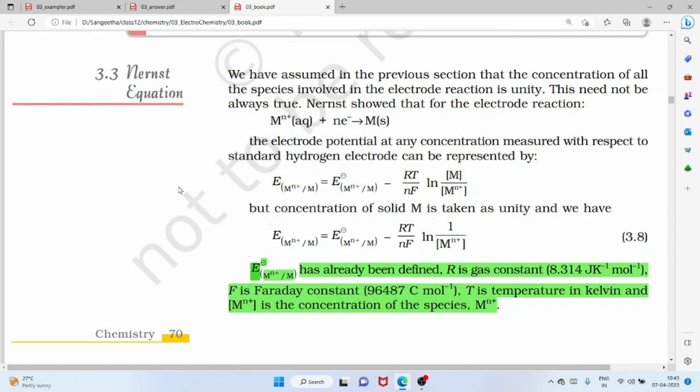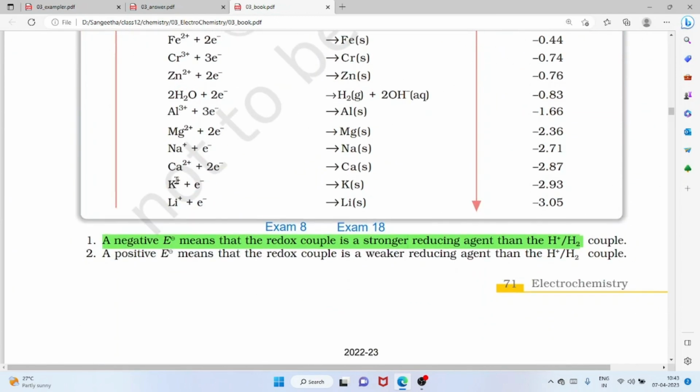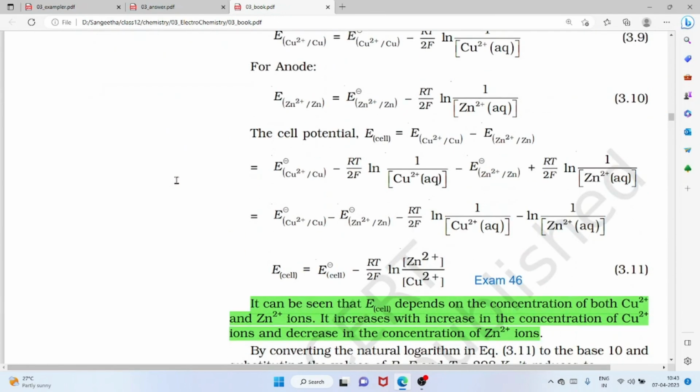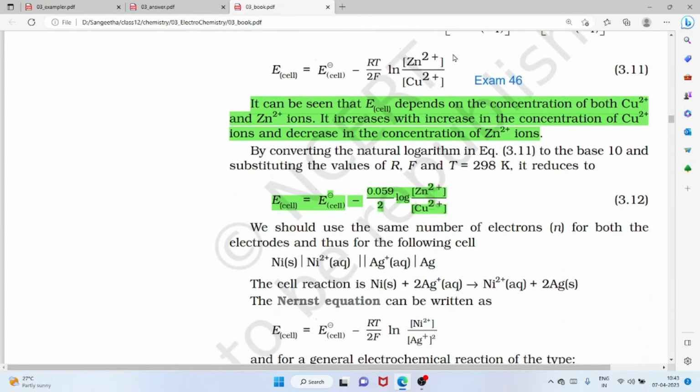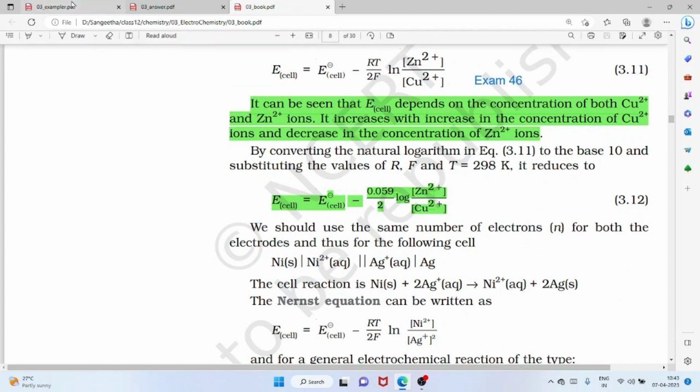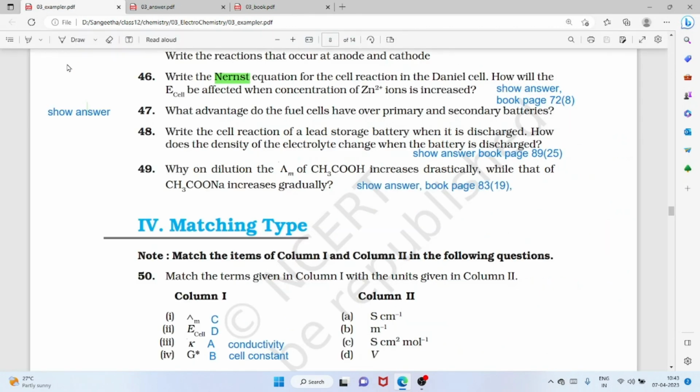Concentration increases, and this cell potential will decrease.